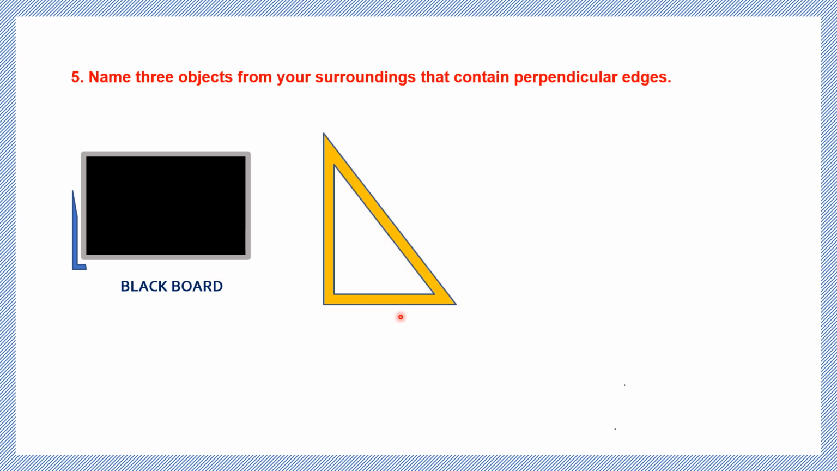Then if you look at your set square in your geometry box, you have set squares, isn't it? So you have a set square like this, and here you can see 90-degree formation, L shape here. You can see an L shape. This is a set square, and this is where you can see the L-shaped formation. So here and here you have perpendicular edges.